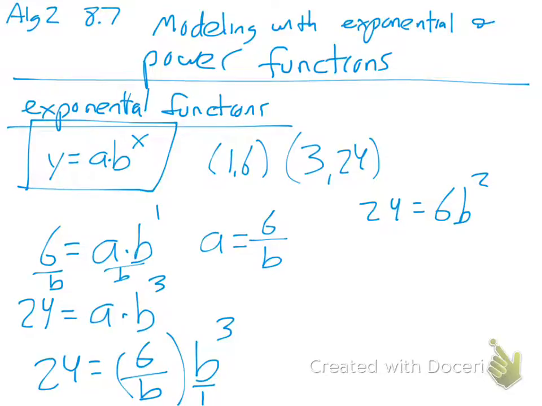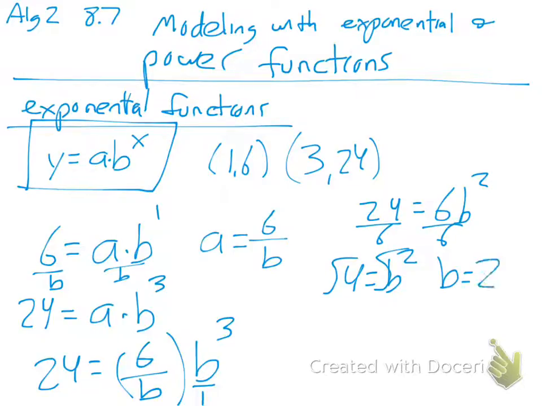And then you just got to solve for b. Wait, why is it b squared? Because b cubed here divided by b. Divide by 6. I think you get 4 equals b squared, and you solve for b by taking the square root.